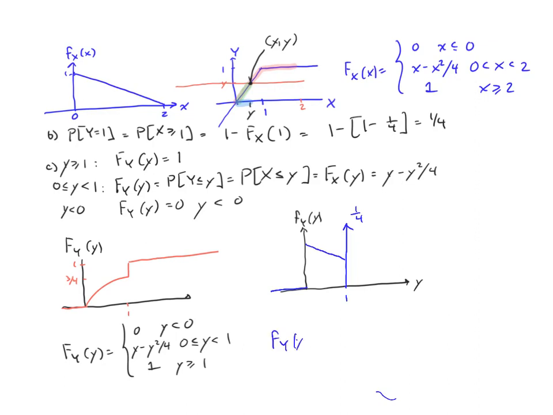So algebraically, taking the derivative of this function here, we have 1 minus y over 2 for 0 less than or equal to y strictly less than 1. Then we have 1/4 of a delta function, which I can write as delta of y minus 1, at y equals 1. And then we have 0 otherwise. And that's the PDF of y.